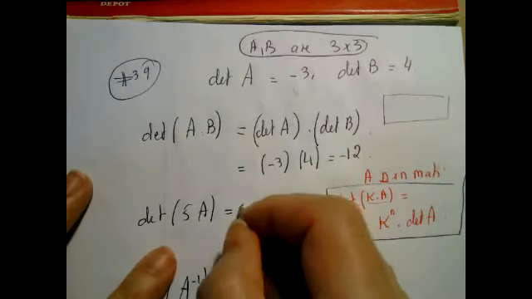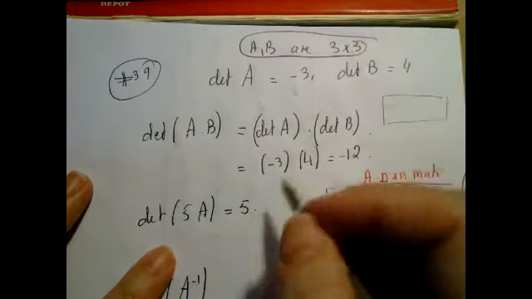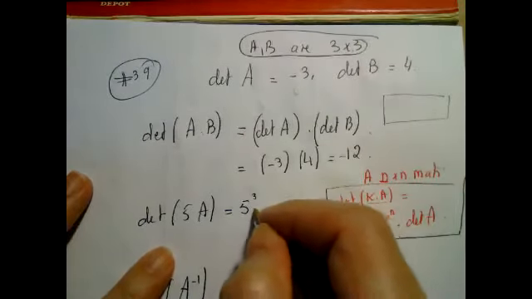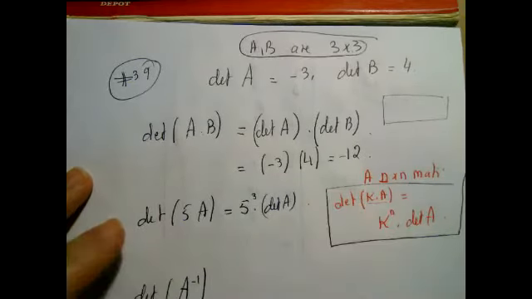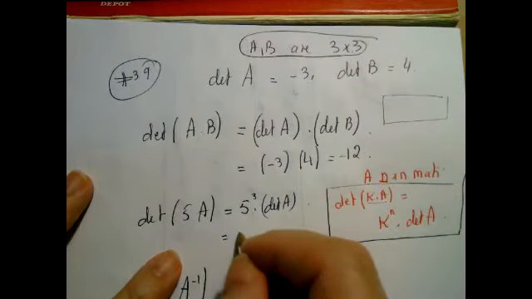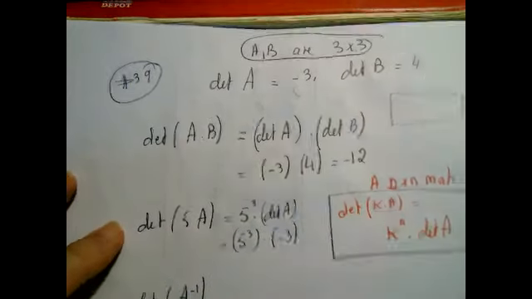So this is going to be equal to 5 to the power 3 times the determinant of A, since A and B are 3 by 3 matrices. It means 5 to the power 3 times the determinant of A, which is minus 3.